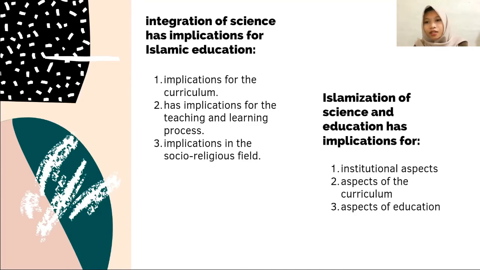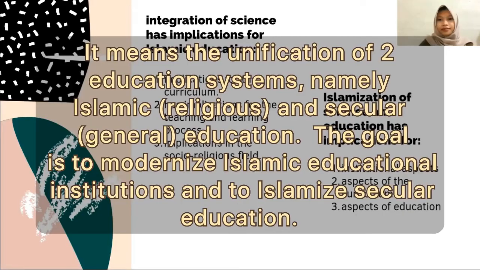And then Islamization of science and education has implication for institutional aspect. It means the unification of two education systems, namely Islamic religious and secular general education. The goal is to modernize Islamic educational institutions and to Islamize secular education.